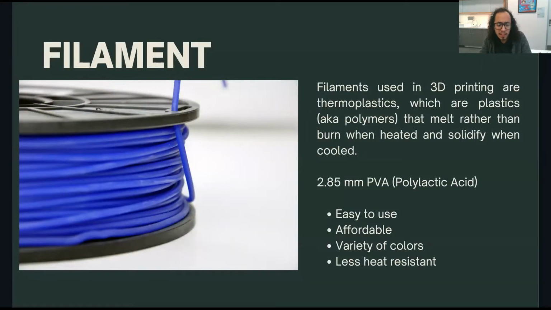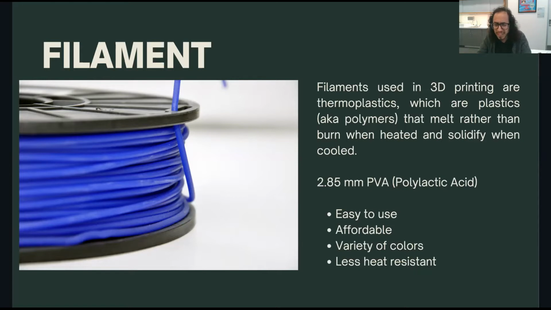Filaments. Filaments are vital for 3D printing because that's the material your object will eventually be made out of. Filaments used in 3D printing are thermoplastics. They are polymers that melt when heated. So once it goes into the hot end, it'll start oozing from the nozzle, and eventually it'll solidify once it gets cooled.